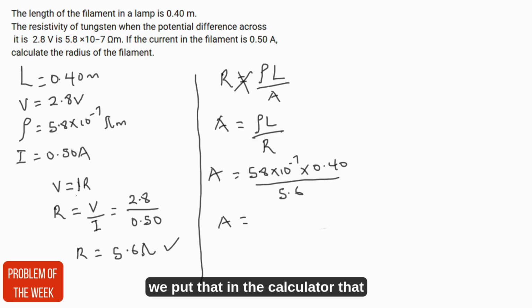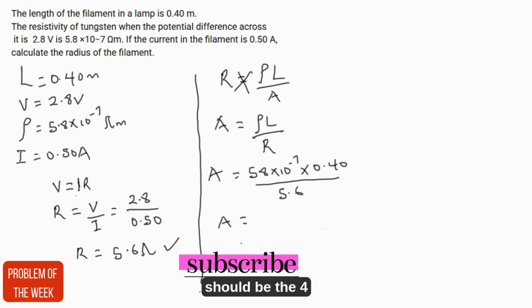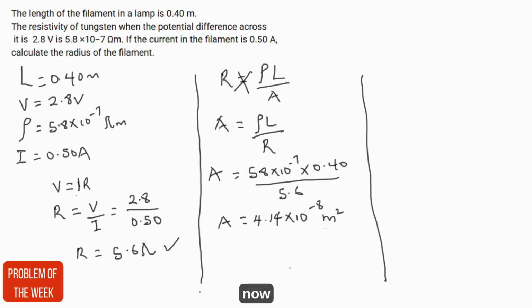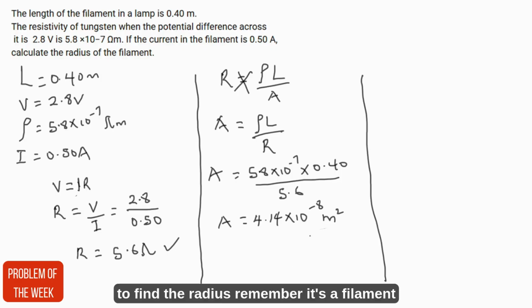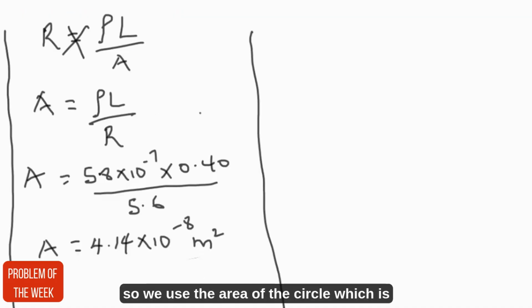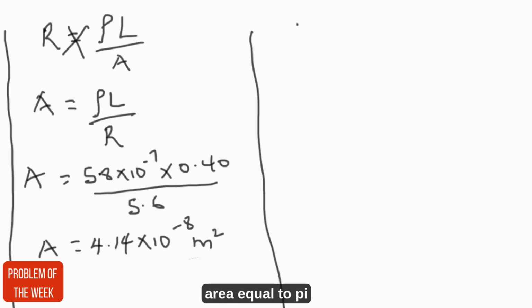Now, if you put that in your calculator, that should give us 4.14 times 10 to the negative 8 meters squared. Now, to find the radius, remember it's a filament and it's circular in shape. So we use the area of the circle, which is area equal to pi r squared.